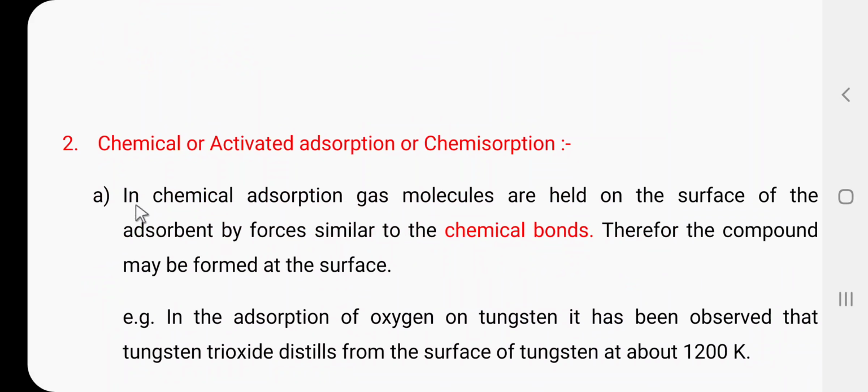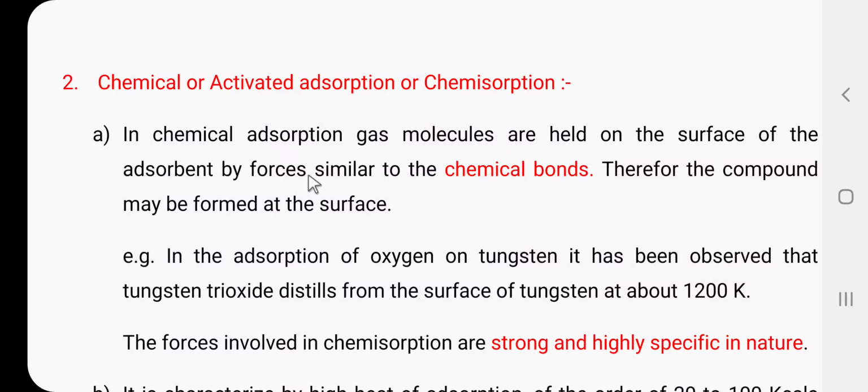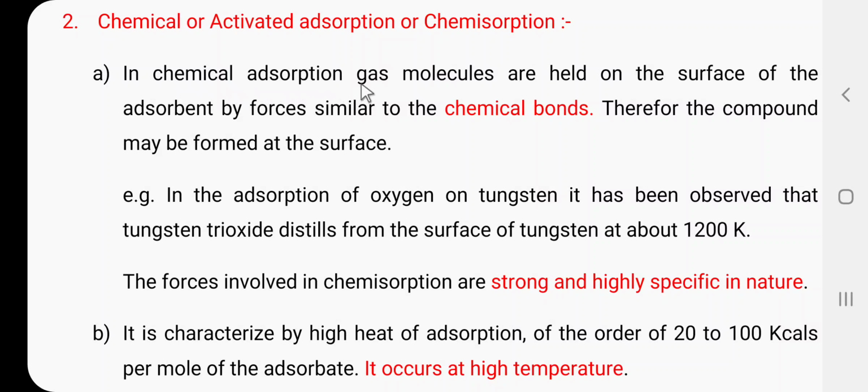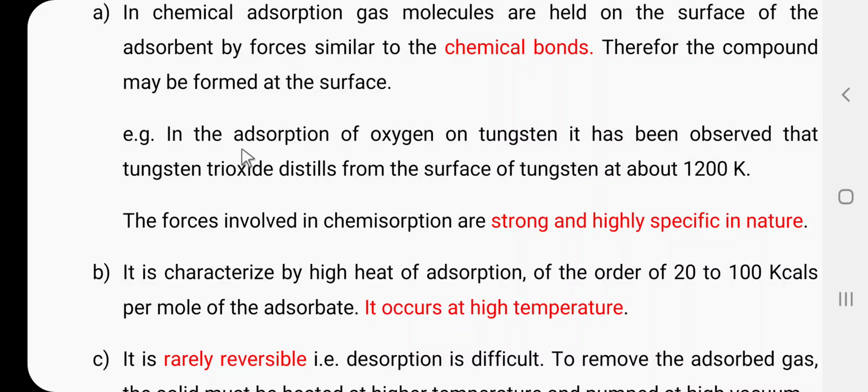Then the second type, that is, chemical or activated adsorption, or chemisorption. These are the characteristics of chemical or activated adsorption. In chemical adsorption, gas molecules are held on the surface of the adsorbent by forces similar to chemical bonds. So, whatever forces are involved in chemical adsorption, these forces are similar to chemical bonds. Therefore, a compound may be formed on the surface of the adsorbent. One example is the adsorption of oxygen on tungsten. Here tungsten is the adsorbent while oxygen is the adsorbate.